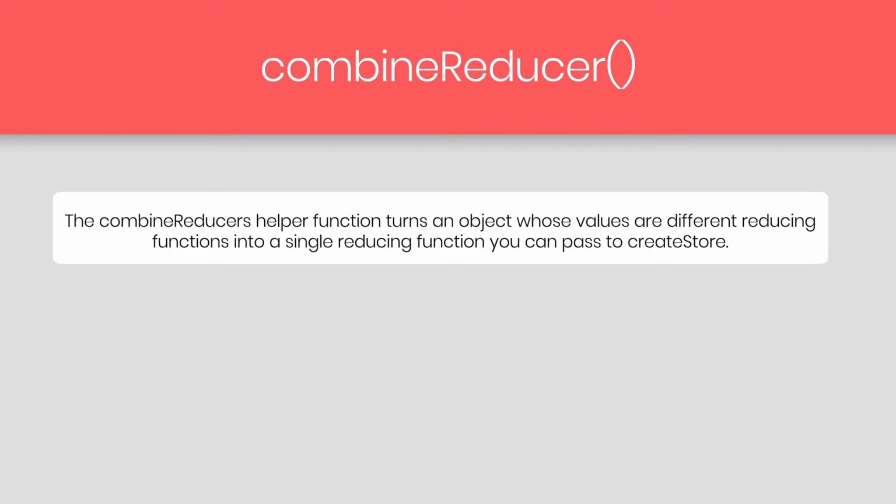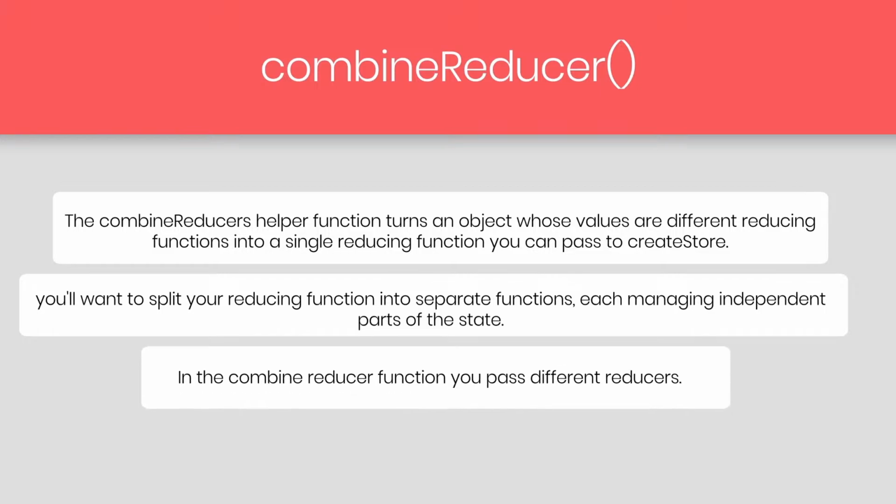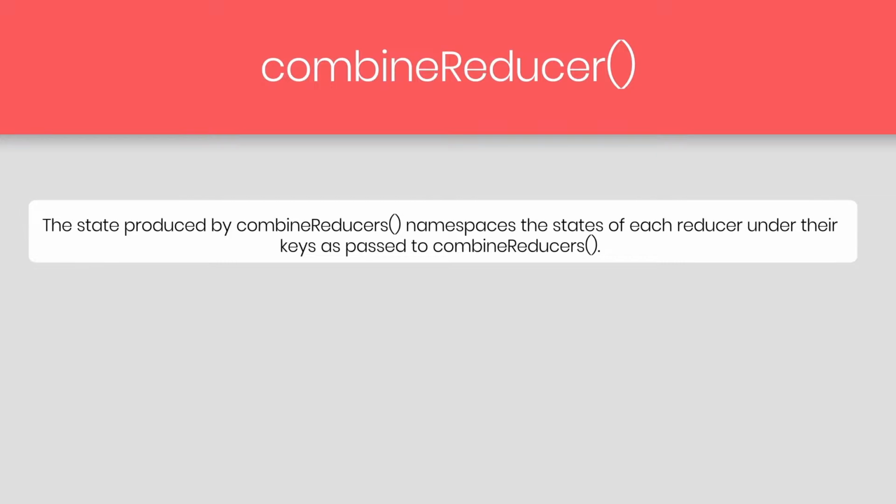As your app grows more complex, you'll want to split your reducing functions into separate functions, each managing independent parts of your state. In the combineReducers function, you pass the different reducers. The resulting reducer calls every child reducer and gathers their results into a single state object. The state produced by the combineReducers function namespaces the state of each reducer under their keys as passed to combineReducers. Let me explain what this means.